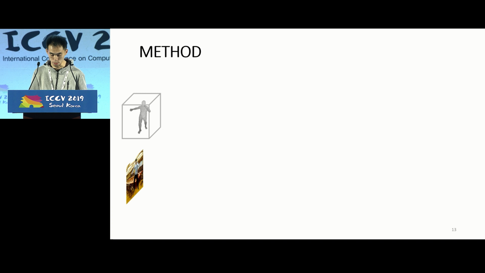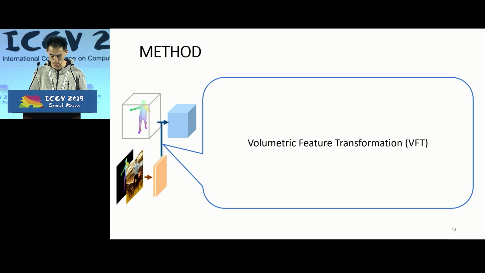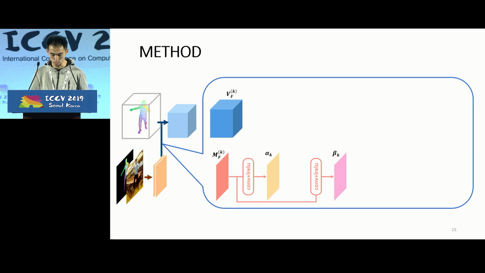Firstly, we voxelize the body model to construct an input volume. We add semantic encoding to occupied voxels to provide more semantic information. By performing 2D and 3D convolutions, we can obtain a 2D feature map and a 3D feature volume. We propose to perform feature fusion using volumetric feature transformation, or VFT. Specifically, a VFT layer first learns to extract the affine transformation parameter pair from the 2D feature map, and then applies pixel-wise affine transformation on the z-slices of the feature volume.